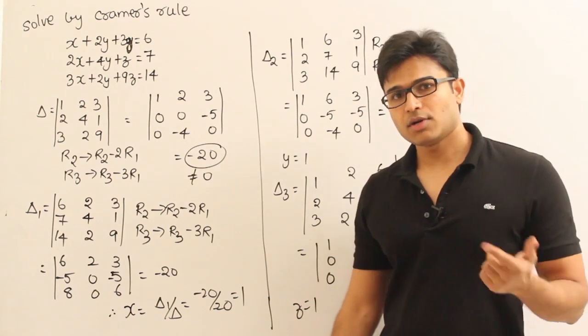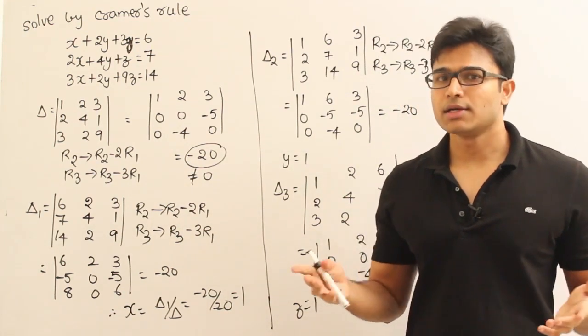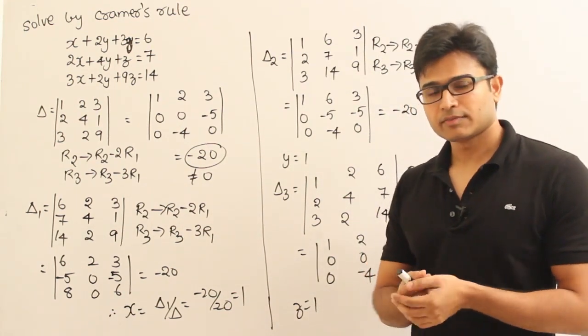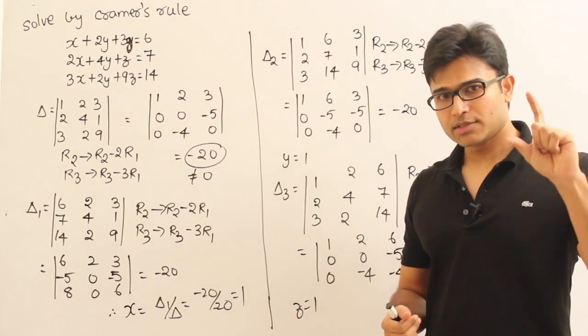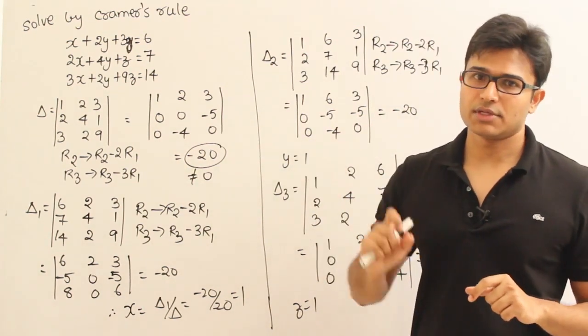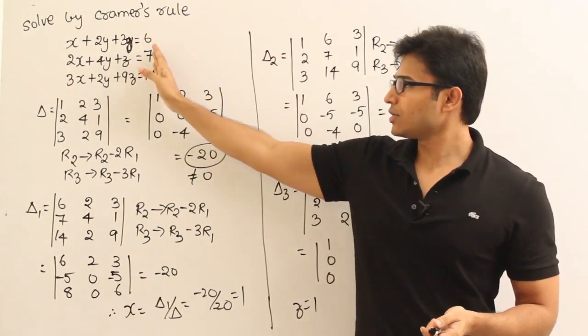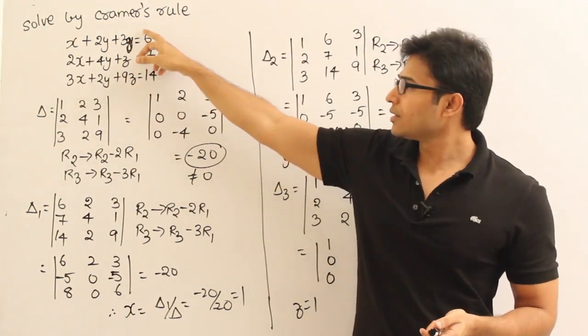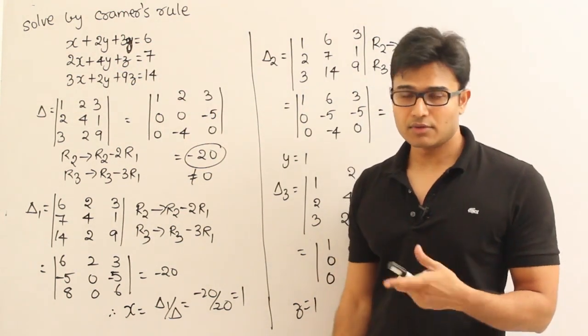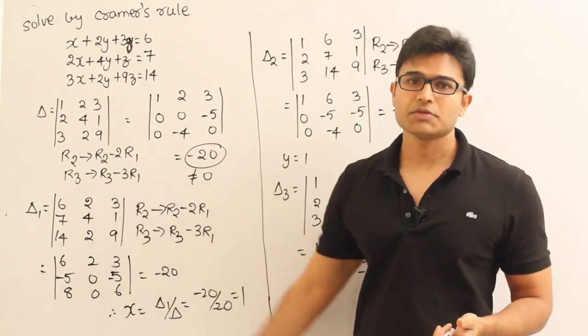Next step is find out delta 1, delta 2, delta 3, and so on up to delta n. So how do we get it? In the original delta, you replace the first column by the constants on the right hand side. It is better that you write the constants on the right hand side. Don't let them be on the left hand side. Okay, take the constants on the right hand side of the equations and then replace the first column with them.